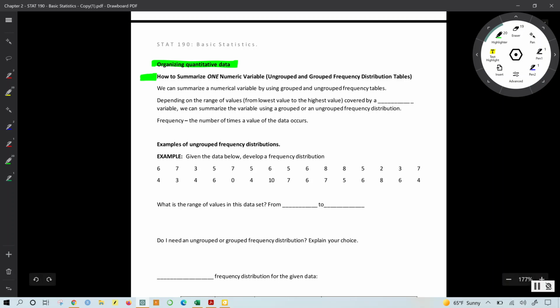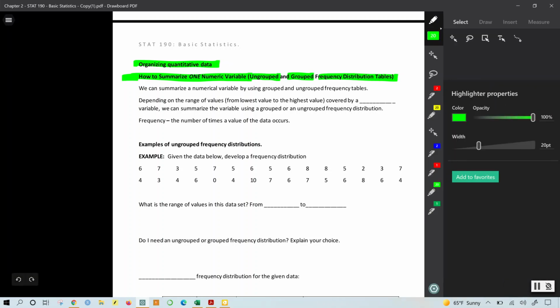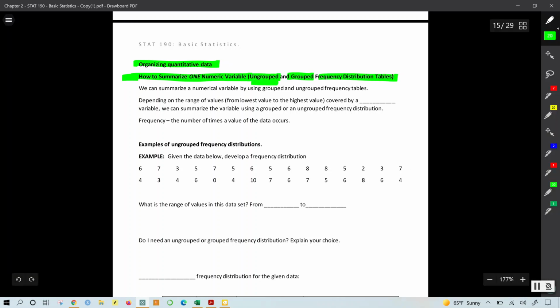So the first question we'd like to answer is, how do I summarize one numerical or quantitative variable? You can use either an ungrouped frequency distribution table, or you can use what is also called a grouped frequency distribution table. Naturally, the question we would like to answer is, when do I use a grouped frequency distribution table, and when should I use an ungrouped one?